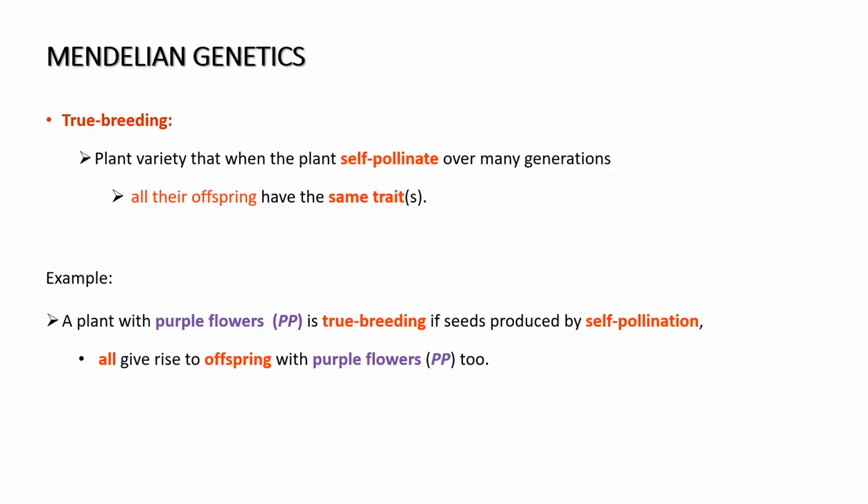A true breeding plant is a plant variety that, when the plant self-pollinates over many generations, all of their offspring have the same trait. For example, a plant with purple flowers with the genotype homozygous dominant is true breeding if seeds produced by self-pollination all give rise to offspring with the same phenotype, which produces purple flowers that are also homozygous dominant.